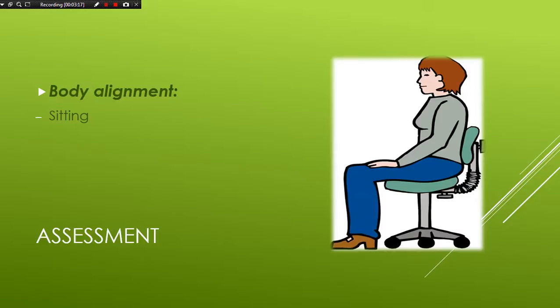A 1 to 2 inch space is maintained between the edge of the seat and the popliteal space on the posterior surface of the knee. This space ensures that no pressure is present on the popliteal artery or nerve to decrease circulation or impair nerve function. The patient's forearms are supported on the armrest, in the lap, or on a table in front of the chair.